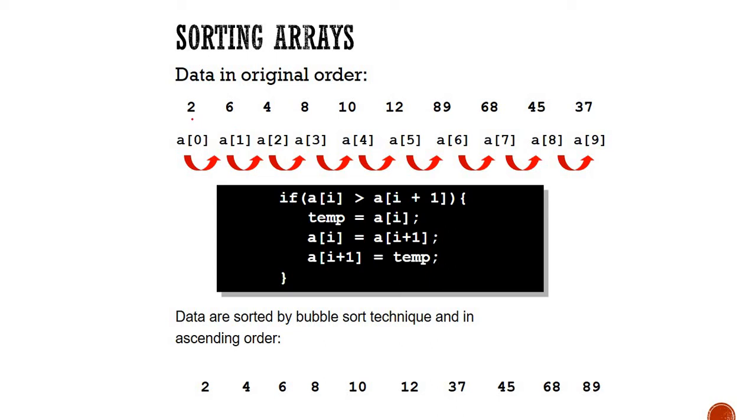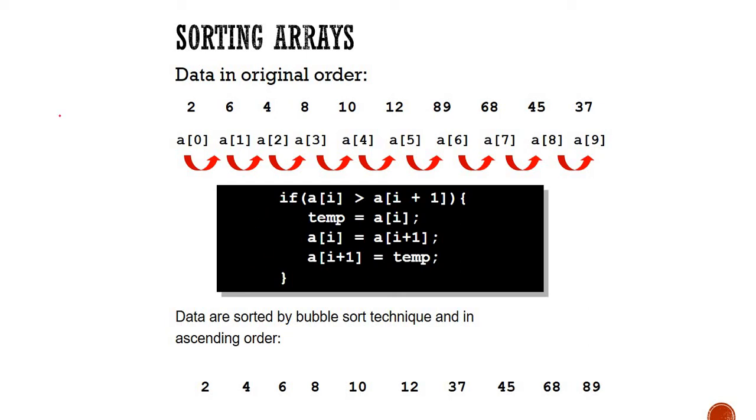If you want to compare index 0 and index 1, you don't have to do swapping here because 2 is less than 6. Okay, we move to the second adjacent element. We need to compare between index 1 and index 2.